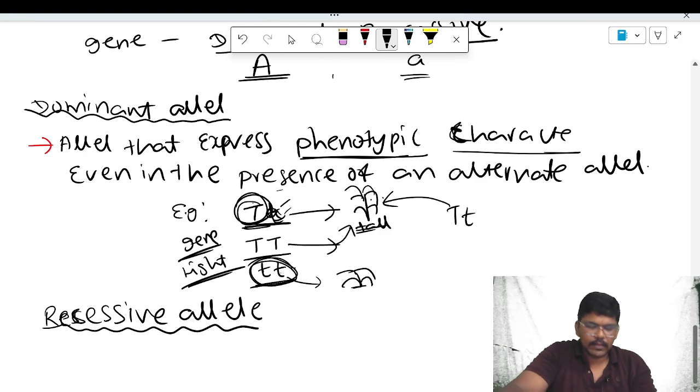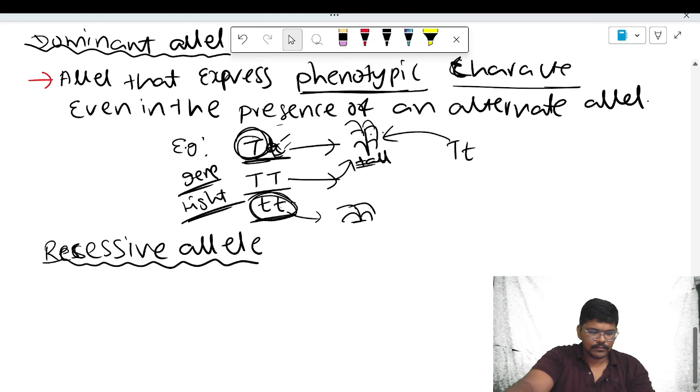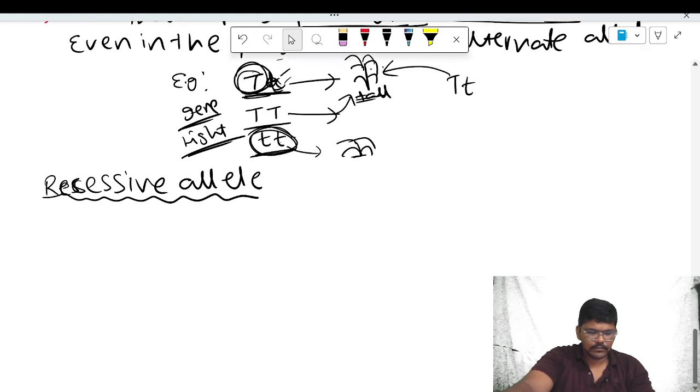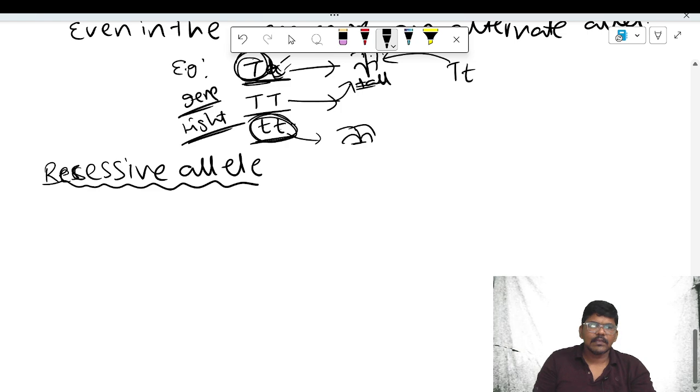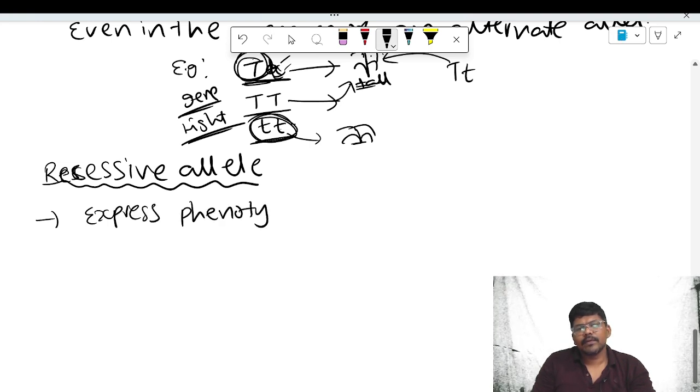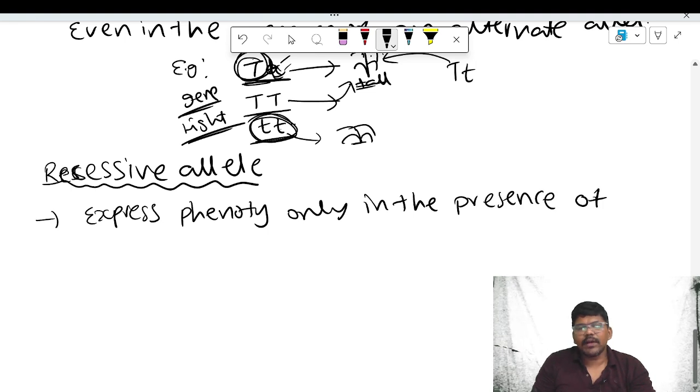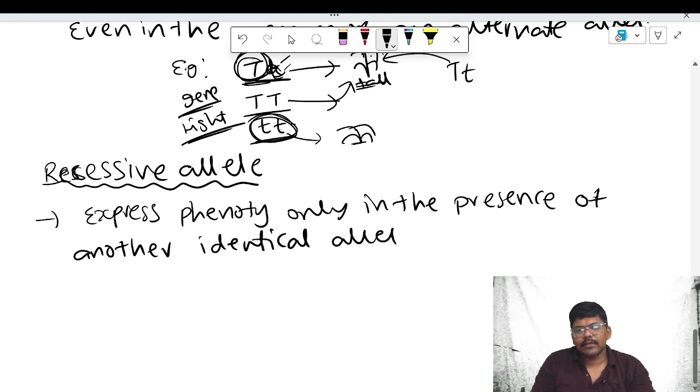Recessive allele. See, recessive allele means it expresses the phenotype only in the presence of another identical allele. The recessive allele expresses its phenotype only in the presence of another identical allele.